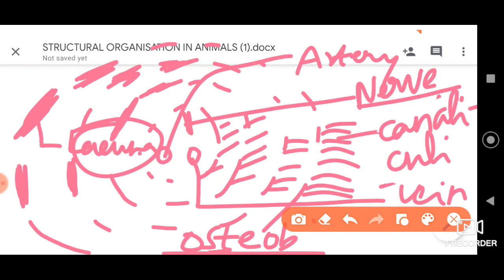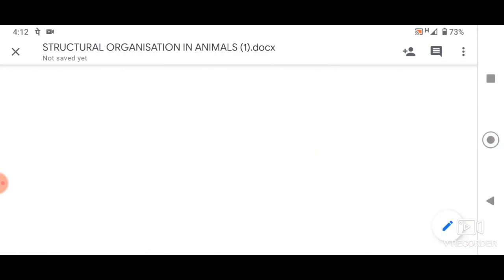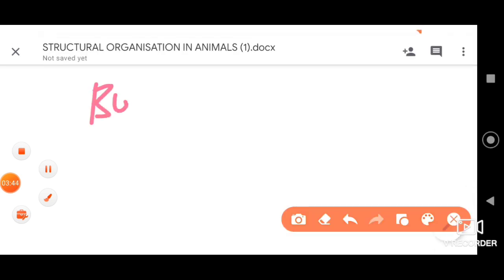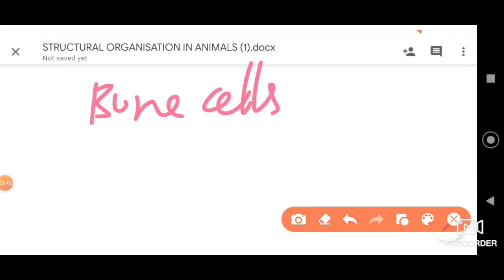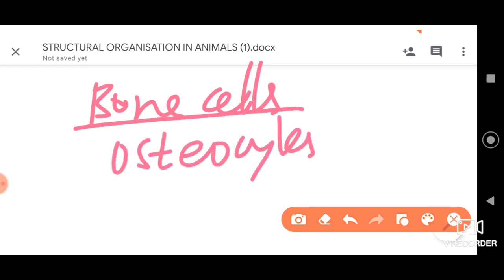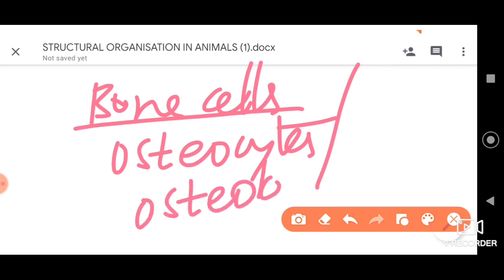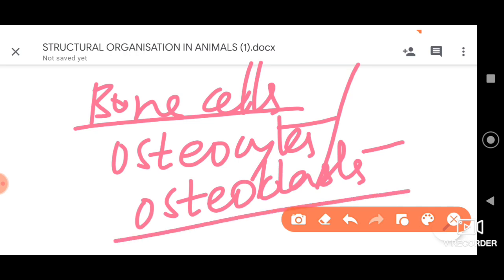Let me represent it here. The bone cells are also referred to as osteocytes, or we can also call them osteoblasts. Remember this. So this is about the Haversian canals, which can be found longitudinally distributed in the solid matrix of bones.